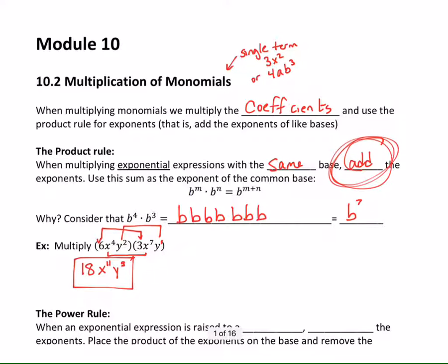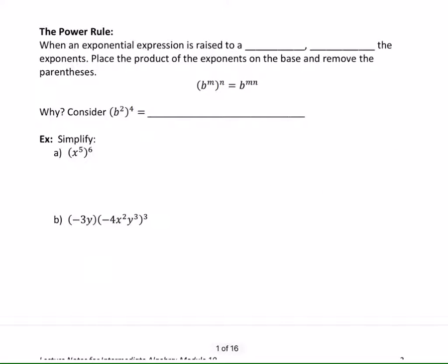Okay, now the power rule. What happens if we're going to take one exponential expression and raise it to another power? That's called the power rule. So when it's raised to a power, in that case is when you multiply. So when I say raised to a power, I mean take something like b to the m here and raise it to the nth power. That's going to be b to the m times n. Power to a power, you multiply. Like bases multiplied together, you add. Power to a power, you multiply.